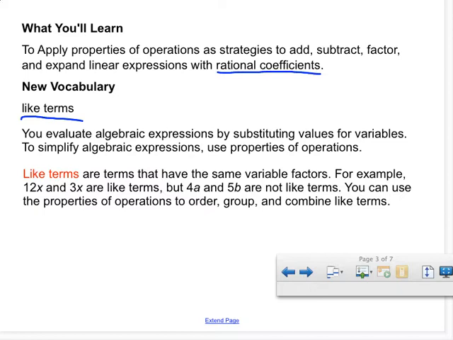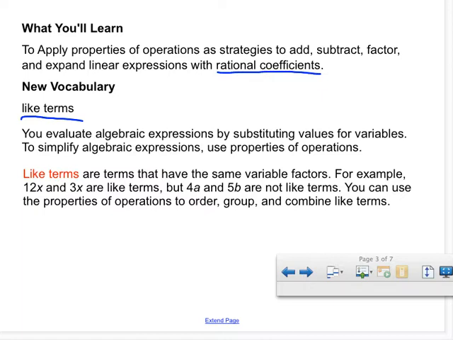Since this is going to be on the class YouTube channel, I'm going to go ahead and read this. What you'll learn: to apply properties of operations as strategies to add, subtract, factor, and expand linear expressions. In this case, they're talking about linear algebraic expressions with rational coefficients. So we talked about coefficients in the warm-up. A coefficient is the number that's in front of the variable.